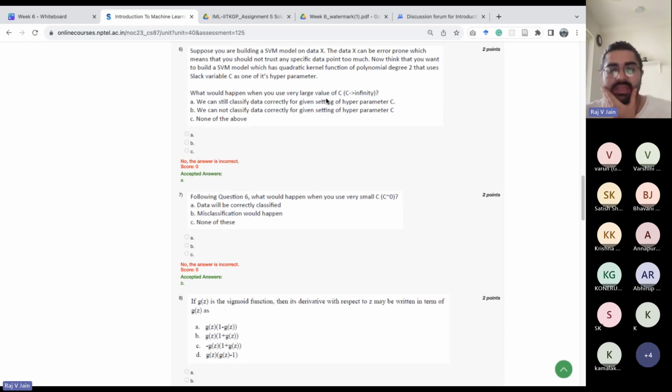It also depends on the way the options are given: we can still classify data correctly for a given setting of hyperparameter C. The point is, let's say you have a lot of data, and some of it is error prone, so there are outliers. But if I use a large value of C, I will be able to classify the data correctly, which is completely true.